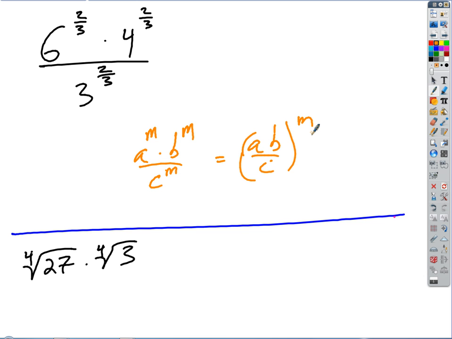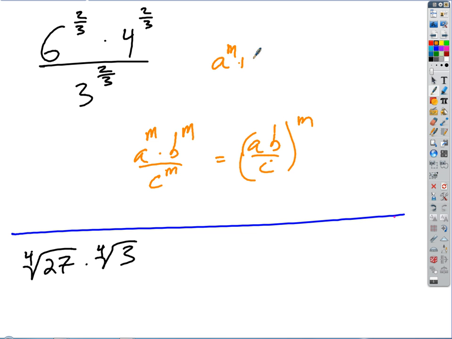Now, I can't do that. You have to be careful. I cannot do that with sums or differences, right? It's not okay to do this. I can't say a to the m plus b to the m, and generalize it, because this is a big problem.